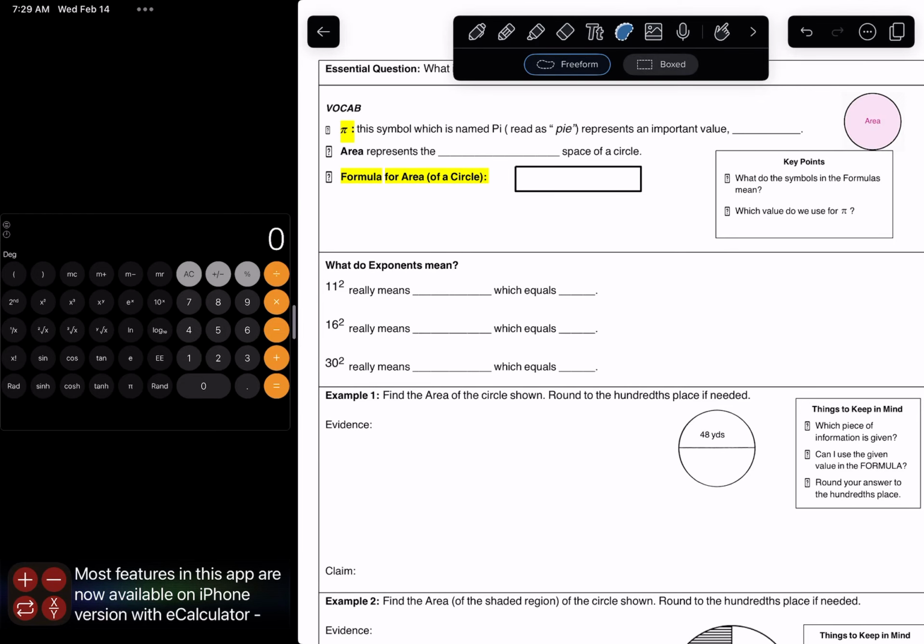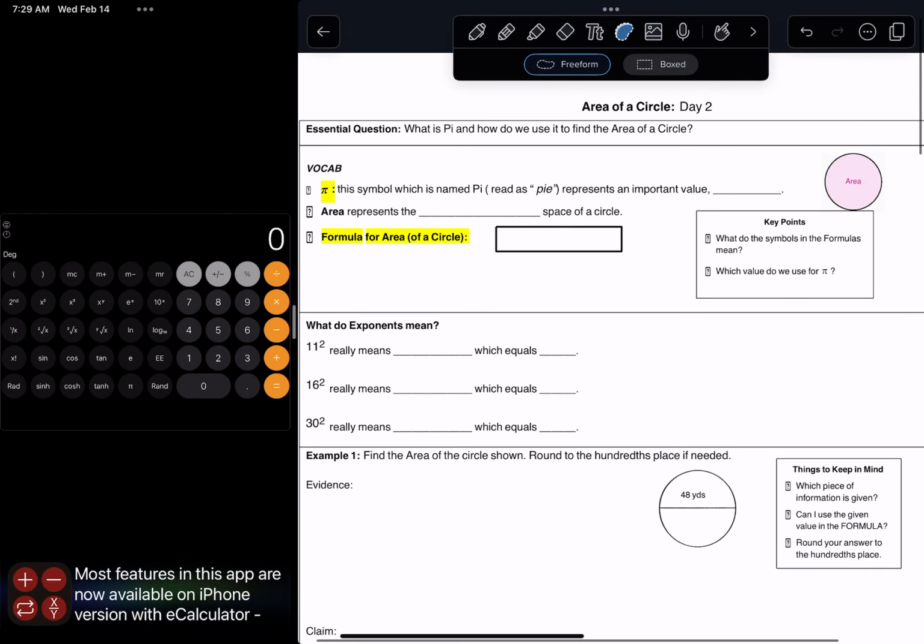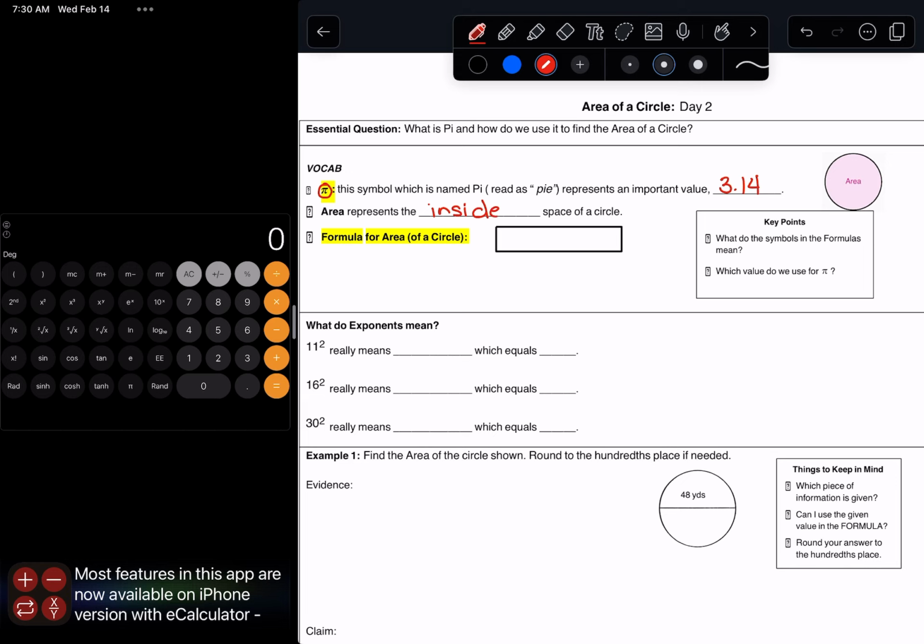Okay, so today we're going to go over area of a circle, day 2. Starting with our vocab, our first symbol is called pi, and it represents the important value of 3.14. Area represents the inside space of a circle. So in this circle over here, it's all of this pink area. It's everything that's inside the circle.